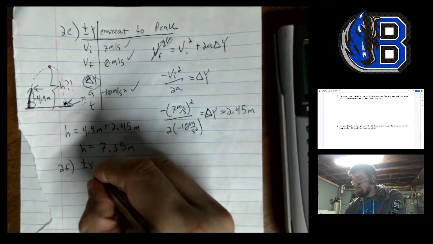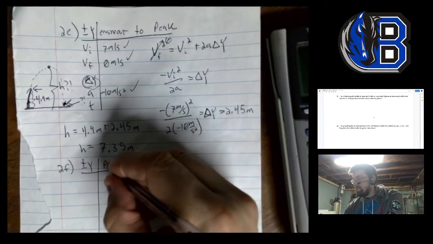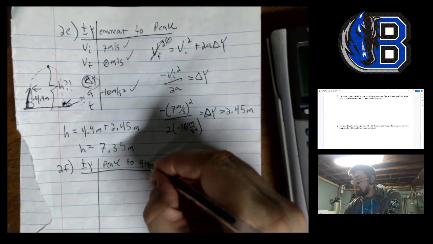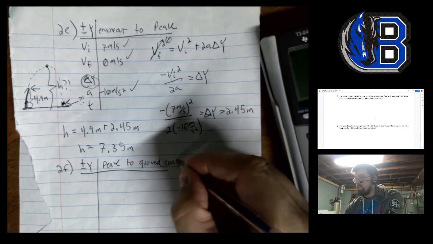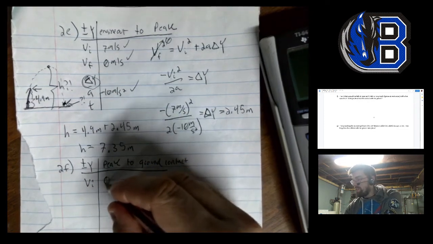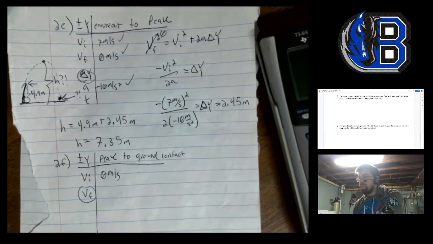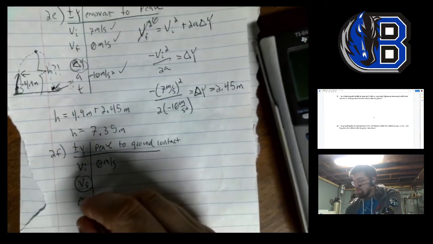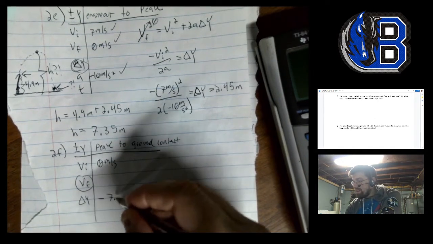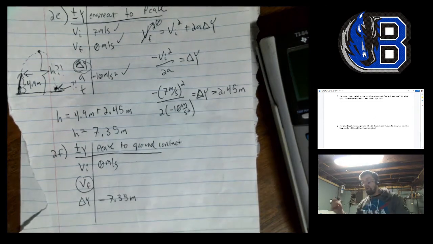Okay, and this is going to be from peak to ground contact. It starts off at the peak at 0 meters per second. We want to know its speed as it contacts the ground. We know it's going to be negative, right? It's going to be 7.35 meters lower than it starts.